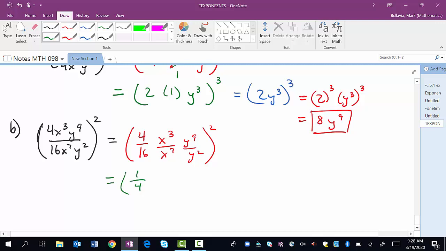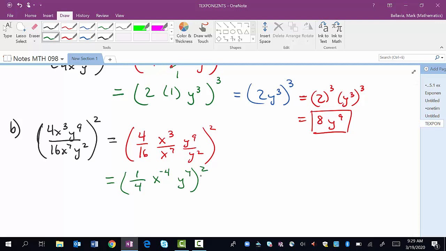X to the third over x to the 7th. We use our subtraction rule because we're dividing, so we subtract the exponents. 3 minus 7 gives us negative 4. Y to the 9th over y to the 2nd. Well, that's 9 minus 2 makes us y to the 7th. The whole thing on the outside raised to the second power.